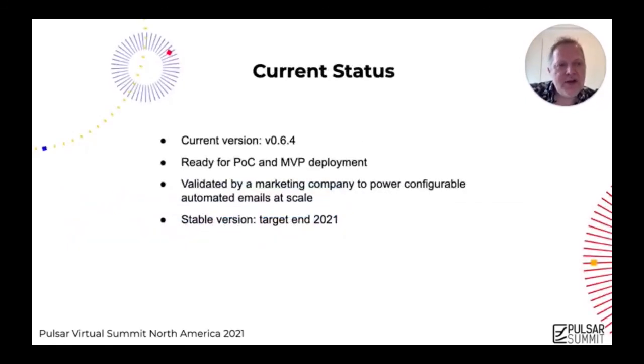So, quickly, the current status of Infinitic. The current version is 0.6.5. It's ready for proof of concept or MVP deployments. I'm targeting a stable version for the end of the year. Today I'm working with a marketing company, Splio, that is using Infinitic to power the next generation of their own marketing automation engine. They have a Scala, Kafka event backbone, and from there we take the events and use the workflow engine on top of it.